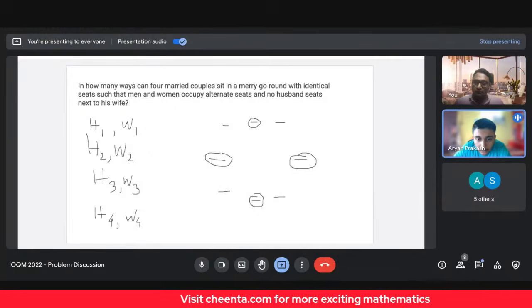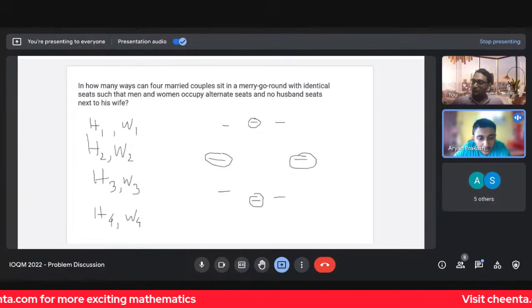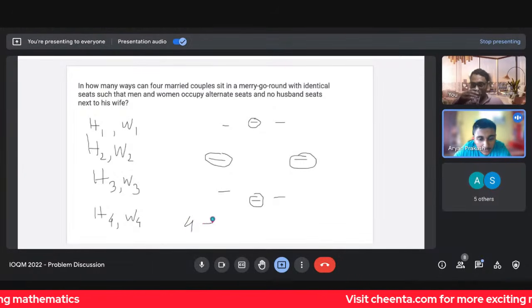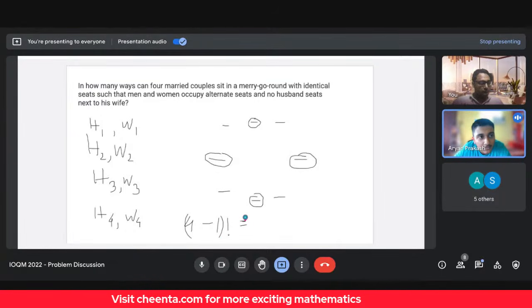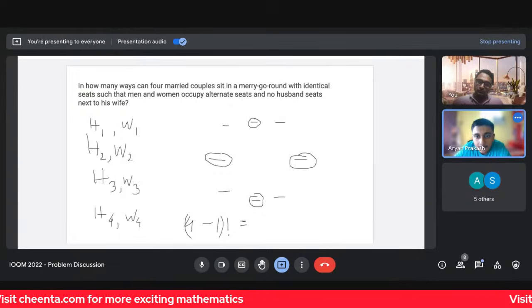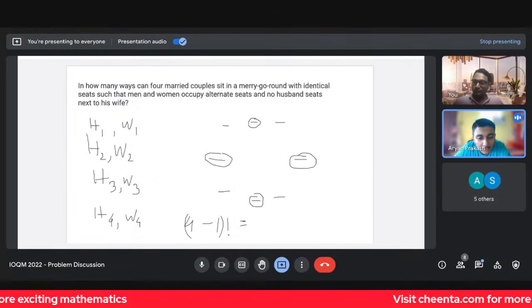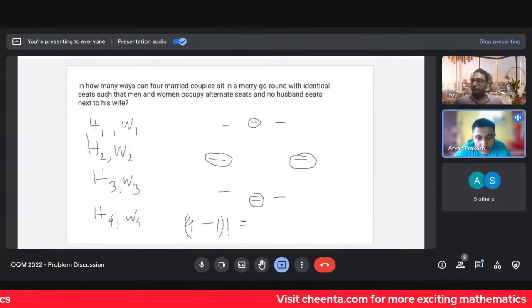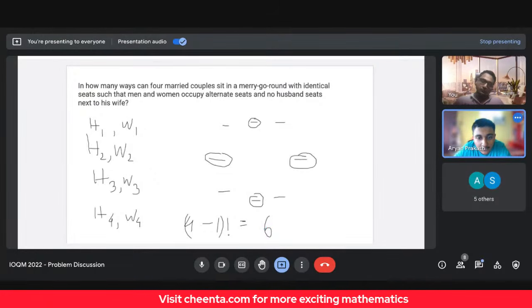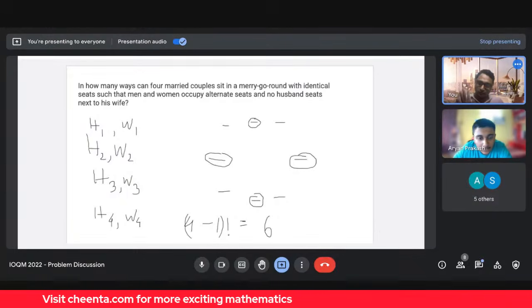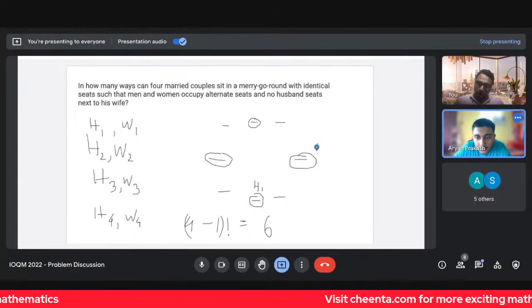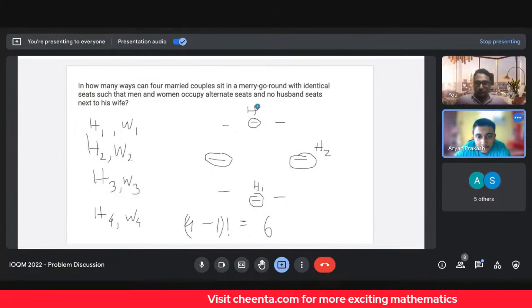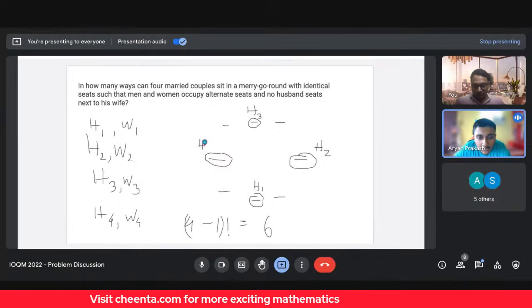Okay. So, sir, the husbands can be arranged in (4 minus 1) factorial ways, because all seats are identical and for circular permutations of n people arranged in a circle, you have (n minus 1) factorial ways, because it's not a line, it's a circle, so you have to divide by n. So this gives 6 ways to arrange the husbands in these 4 places on the merry-go-round. I take one case where H1 is here, H2 is here. This is one arbitrary case out of the 6, and we'll see ahead that it actually doesn't matter.